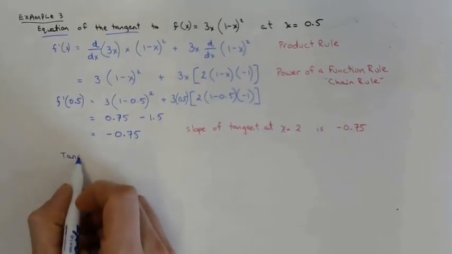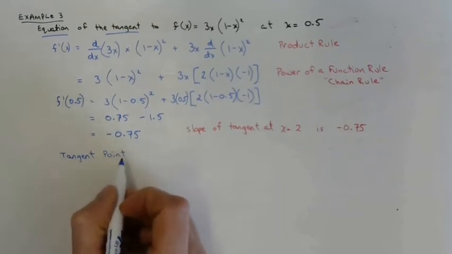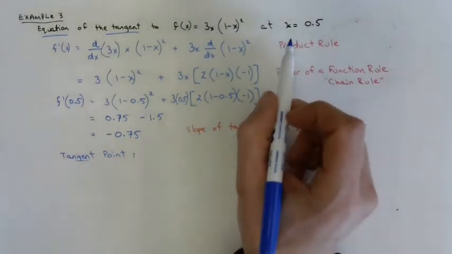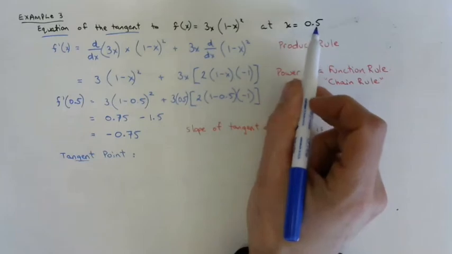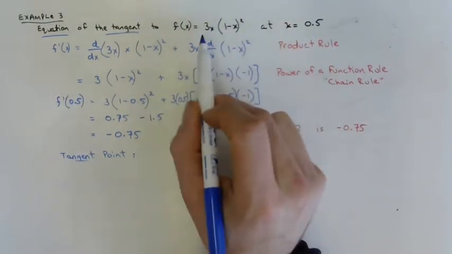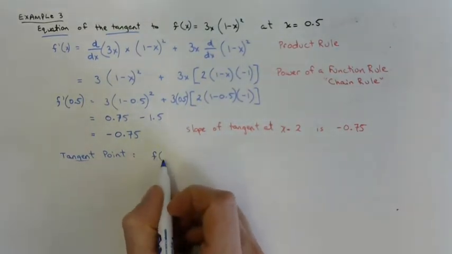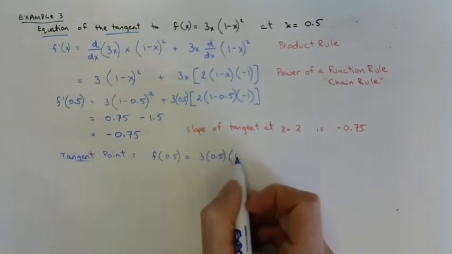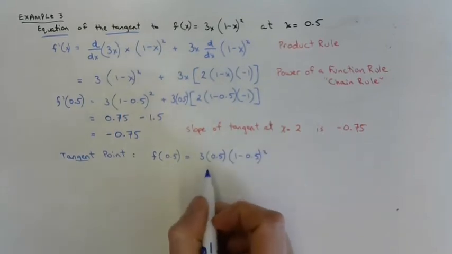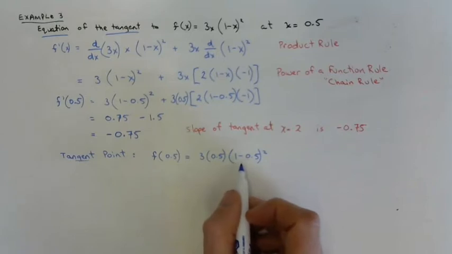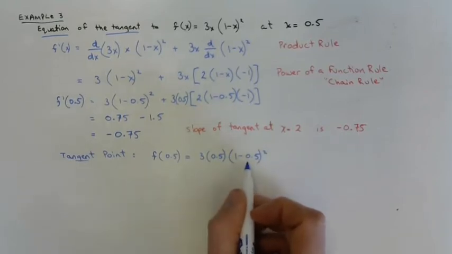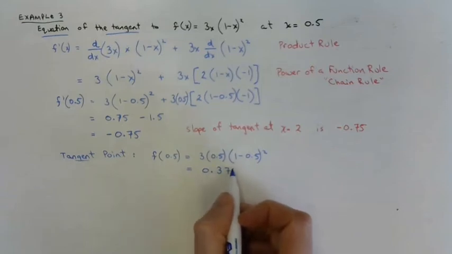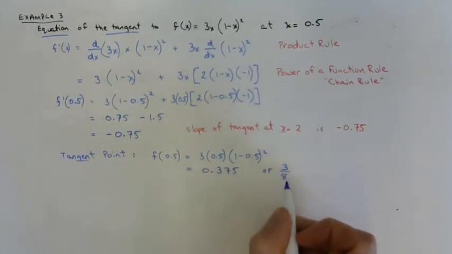Now we need our tangent point. A lot of review in these examples too. Tangent point, we are at an x value of 0.5, and we're just going to sub that into our original function to find the corresponding y coordinate. So f of 0.5 equals 3 times 0.5 times 1 minus 0.5 squared. So we've got 1.5 times 0.5 squared, which is 0.25. So you have 1.5 times 0.25, which is 0.375, or 3/8.